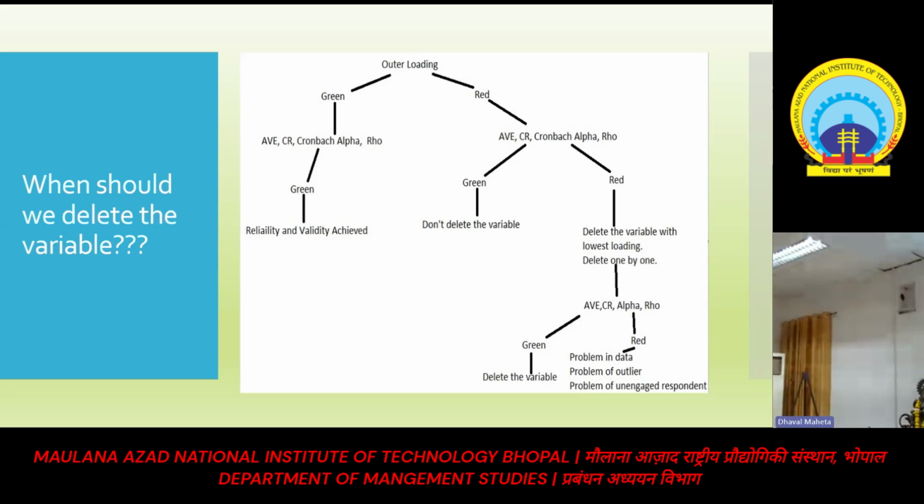Delete the variable with the lowest loading. If after deleting that variable your overall scoreboard changed, that variable has to go.